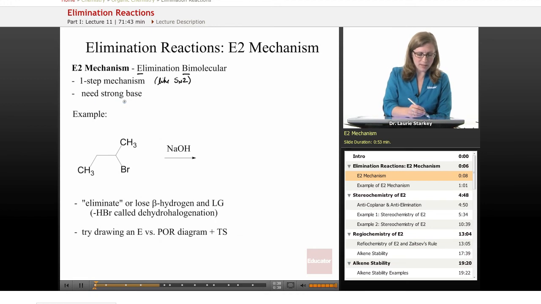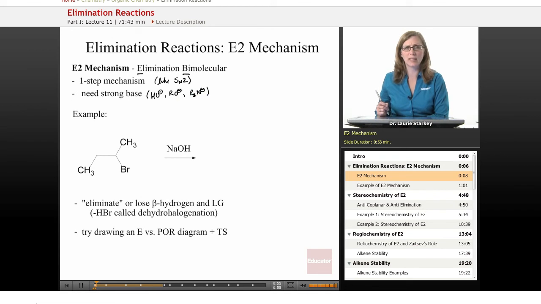And something that the E2 mechanism needs is a strong base. So what are things that we know of as strong bases? Things like hydroxide or alkoxide, maybe an NH2- would also be a very strong base. So a pretty short list of species that we would describe as strong bases. Those are the kinds of reagents we'll need to do an E2 elimination.